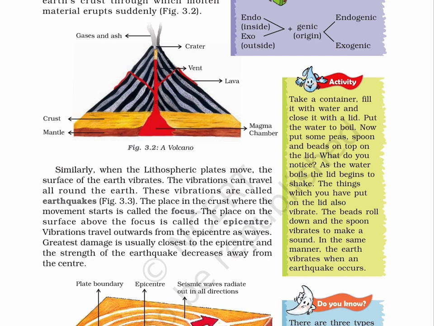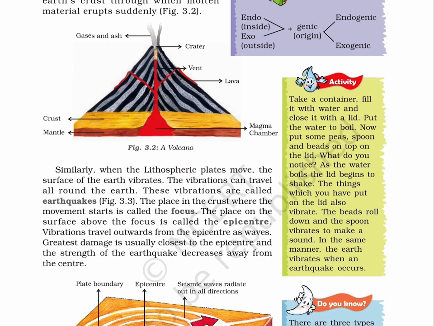Put the water to boil. Now put some peas, spoon, and beads on top of the lid. What do you notice? As the water boils, the lid begins to shake. The things which you have put on the lid also vibrate. The beads roll down and the spoon vibrates to make a sound. In the same manner, the earth vibrates when an earthquake occurs.